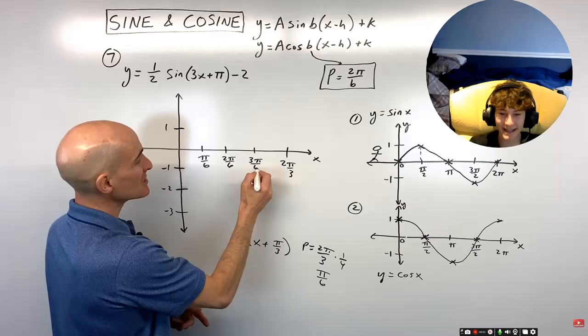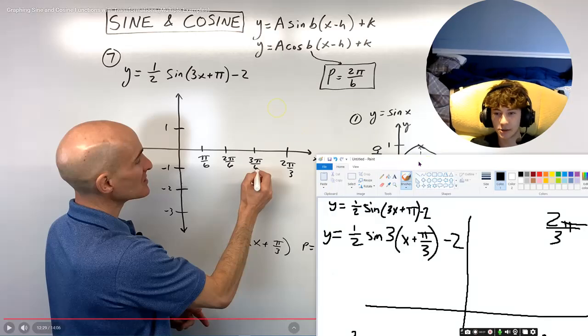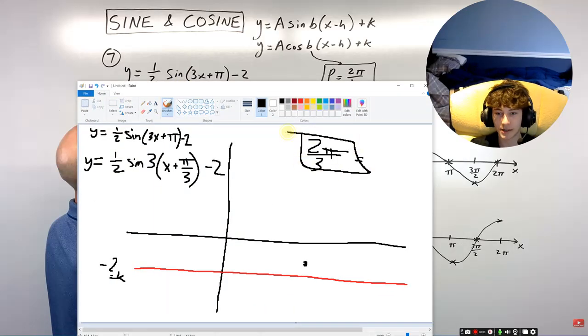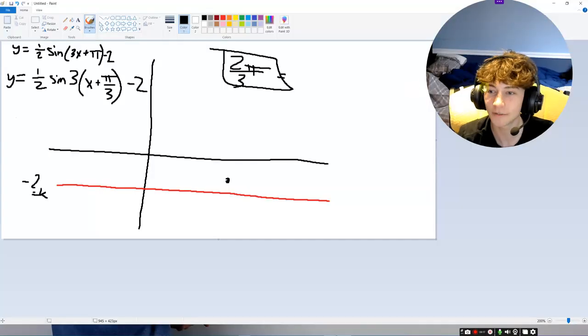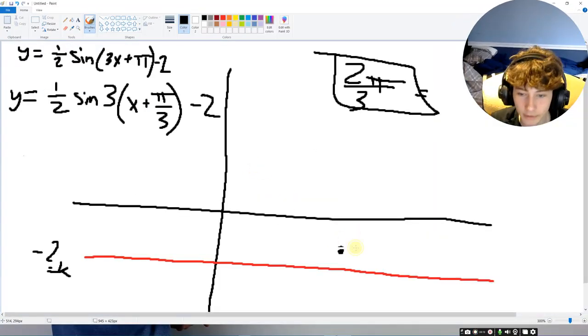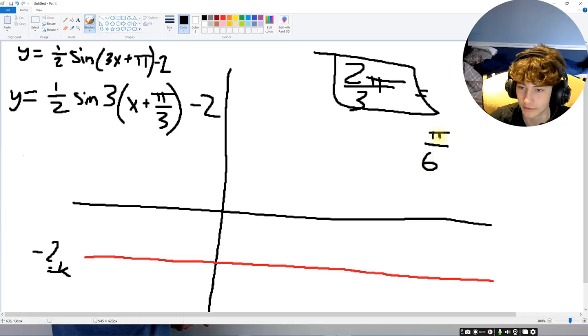I get it. It's because we want to find the x scale. So I just write 2 pi over 3 as our period. And then we divide it by 4. So 2 pi over 3 divided by 4 is 1 over 6, which is pi over 6.